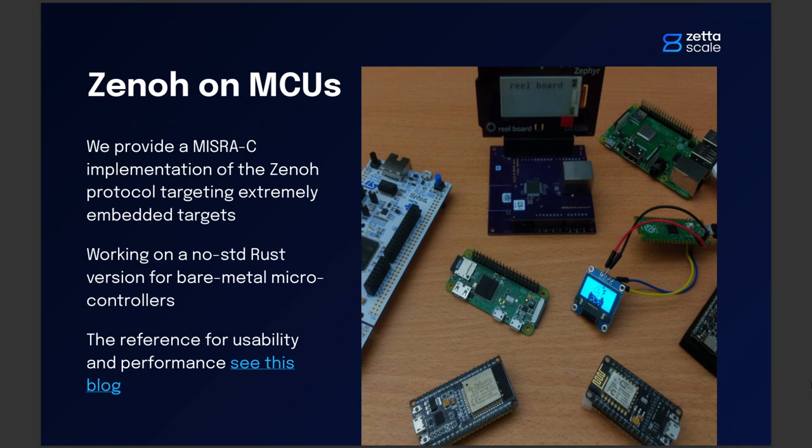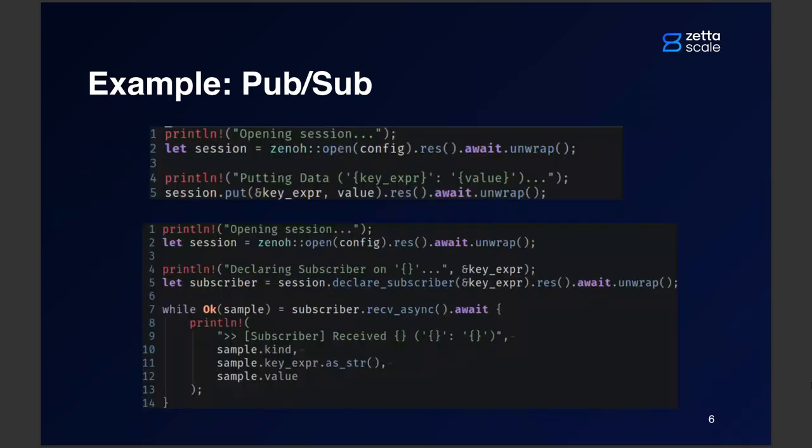We provide a MISRA C implementation for the Zenoh protocols, targeting extremely constrained embedded targets. MISRA C is a set of software development guidelines for embedded devices, aimed at reliability, safety, and security. That's why Zenoh can be deployed on critical systems like autonomous driving and robotics in the manufacturing industry. We have several real-world applications, even with Rust. We are also working on no_std features for Rust, so you can use our protocols on constrained architectures.